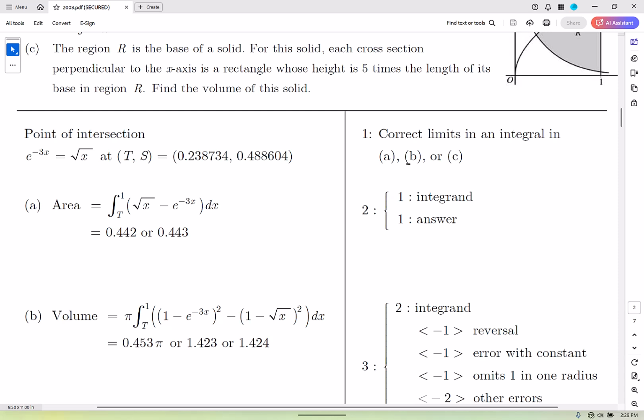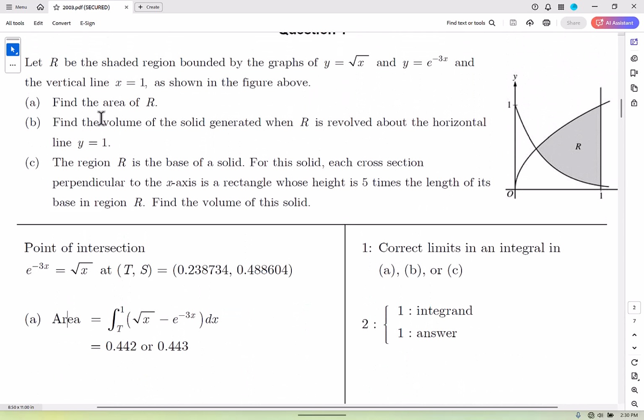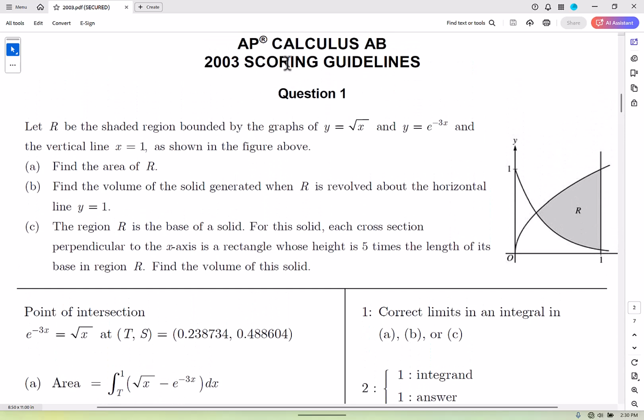Look, they gave 1 point for the integrand, that is this expression up here, and 1 point for the answer. Notice the answer could have been 0.442 or 0.443. Could we have done that? Yeah. And then don't worry about letter B or C. We haven't done volume yet. Letter B is volume. They're rotating this about a horizontal line. And the region, yeah. So we're not ready there. We're not there yet. That's unit 8. We'll talk about it when we get there.